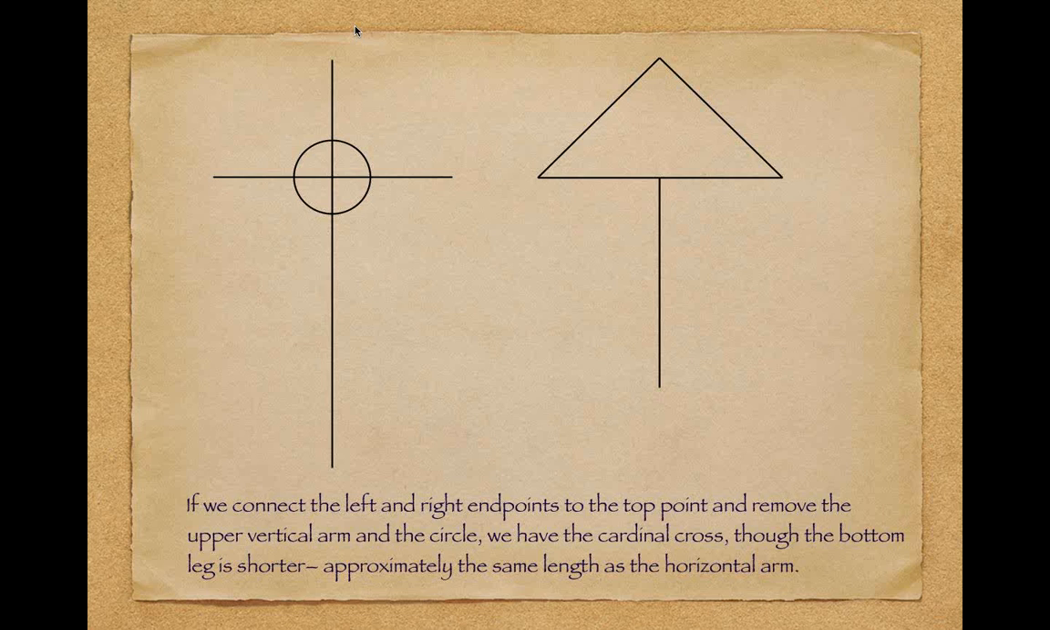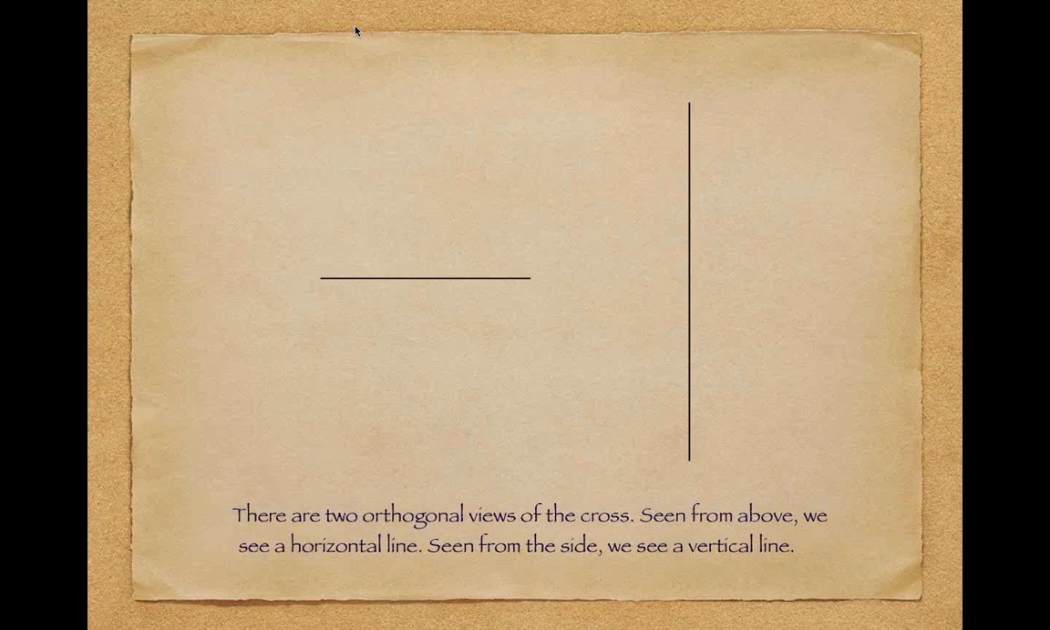There are 2 orthogonal views of the cross. Oh, you'll hear this word a lot in these webinars. Orthogonal just means like a straight-on view from a different angle, right? So seen from above, we see a horizontal line. Seen from the side, we see a vertical line.